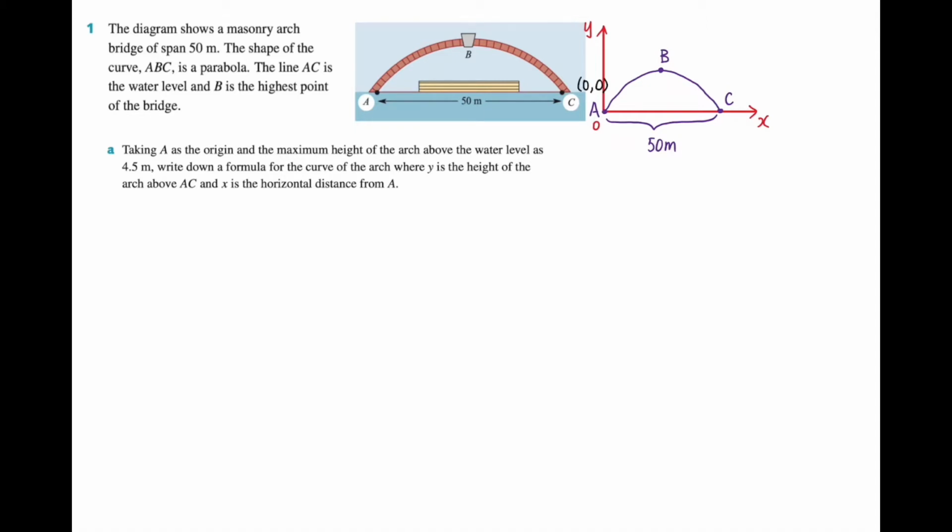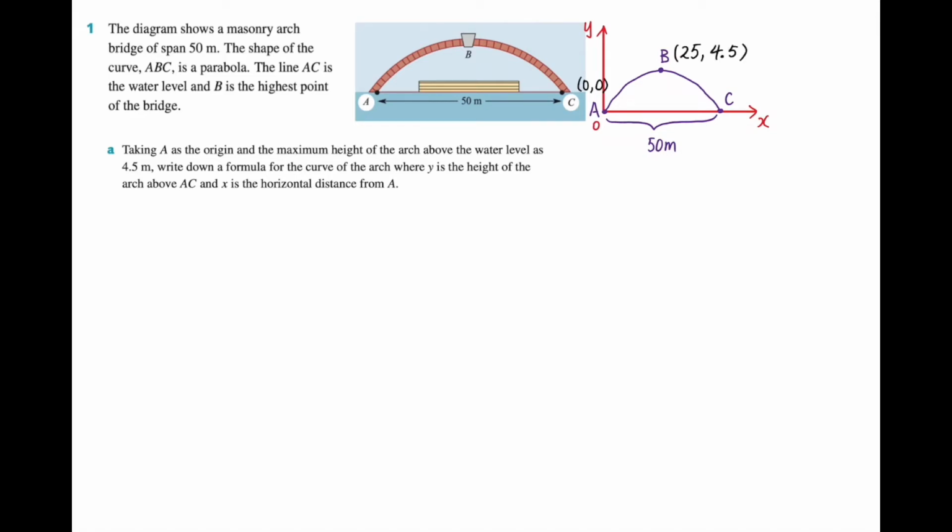What about point B? We know a bridge is symmetrical, so that implies that the horizontal distance from the origin to point B is half of 50, which is 25. The question also tells us that the maximum height of the arch above water level is 4.5 meters. Since B is the highest point on the graph, the y value for B must equal 4.5. So we have also found the coordinates of B, it is 25, 4.5.